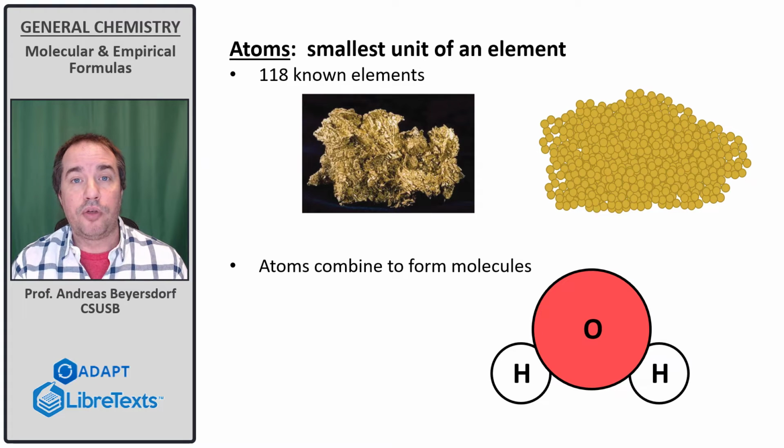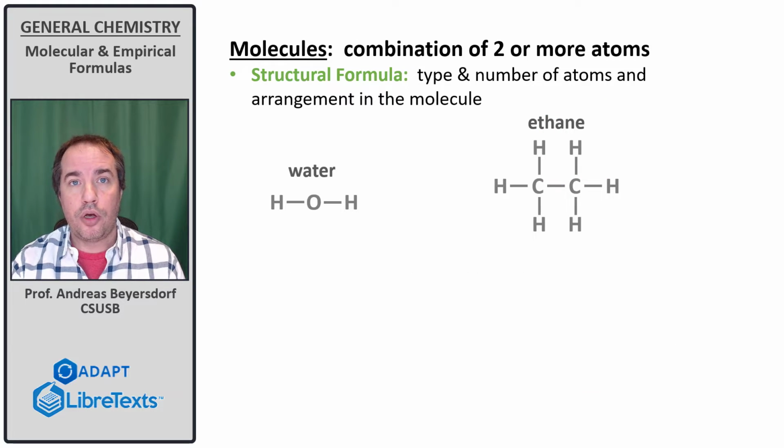All matter is composed of atoms. There are 118 different types of atoms called elements, and atoms can combine together to form molecules. Molecules are whenever we have two or more atoms bonded together. Now, molecules are very small, and so we have different ways to represent molecules.